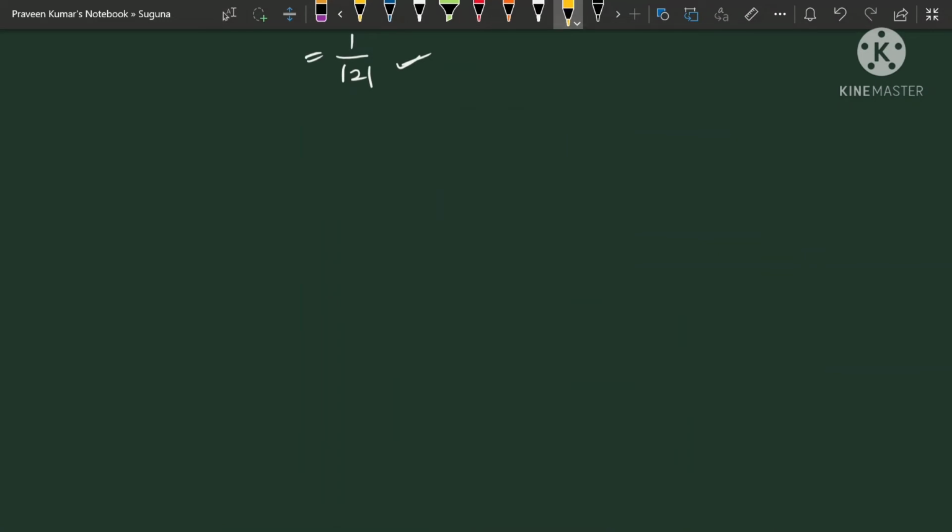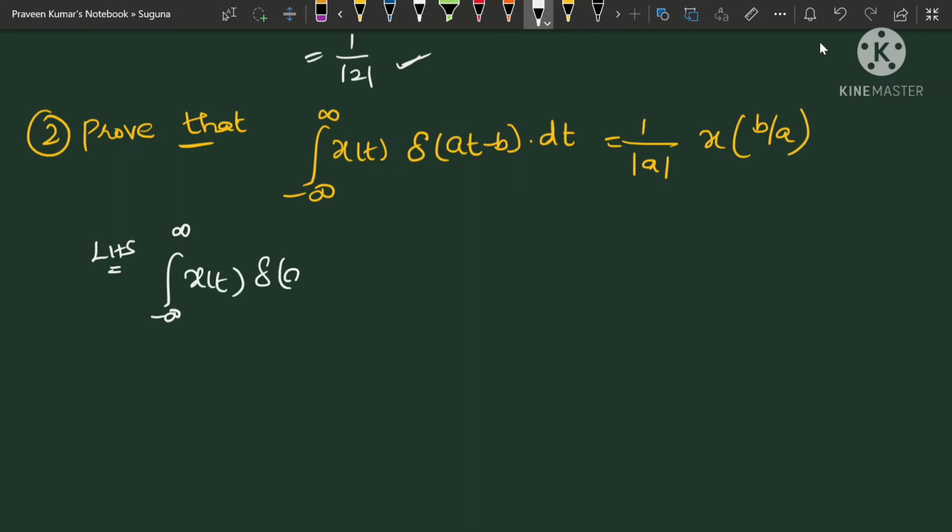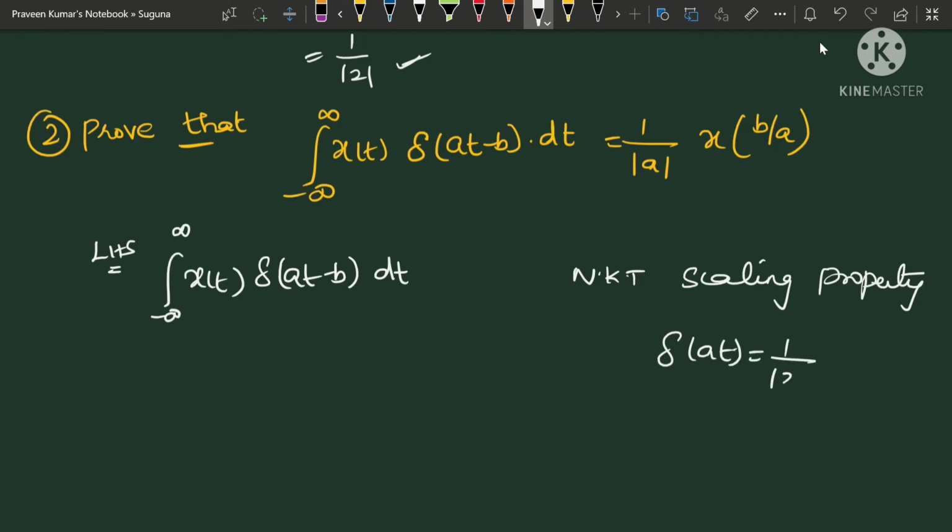Okay, and the second equation we are going to prove is: prove that integration minus infinity to plus infinity x of t del of at minus b into dt is equal to 1 by modulus of a x of b by a. That is what we are going to prove. So LHS is equal to integration minus infinity to plus infinity x of t del of at minus b dt. Okay, so same here, we know the scaling property. What is the scaling property? It says del of at is equal to 1 by modulus of a into del of t, right? So you have to change this into this format.